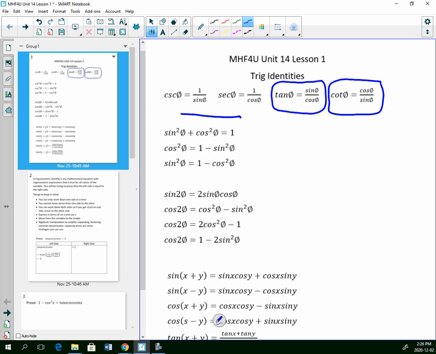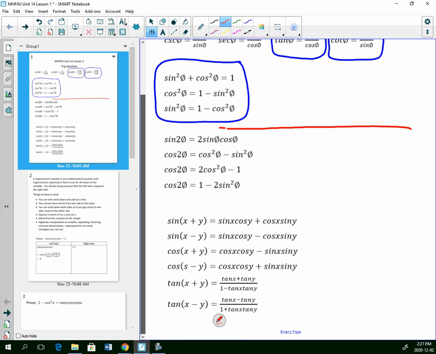These are the three Pythagorean identities that we used last year in grade 11. So the identities up to here are the ones you used in grade 11. So in grade 11, you just use those top ones. The bottom ones are new ones for grade 12, right? So these are our double angle identities, and these are our compound angle identities. So we can use any of these identities to prove these statements.